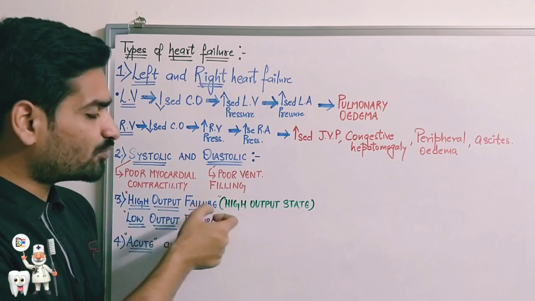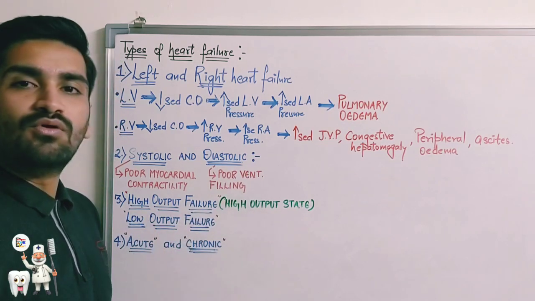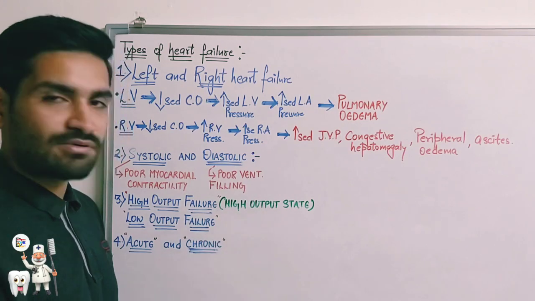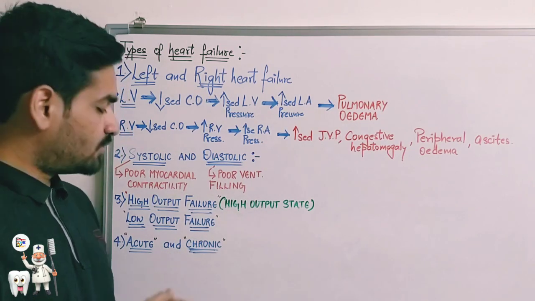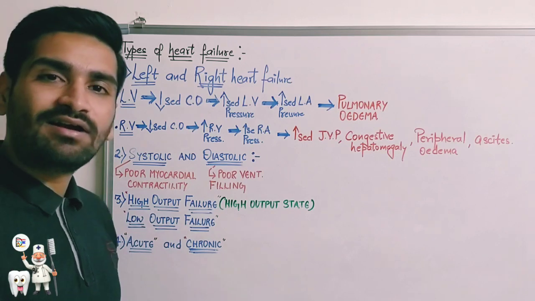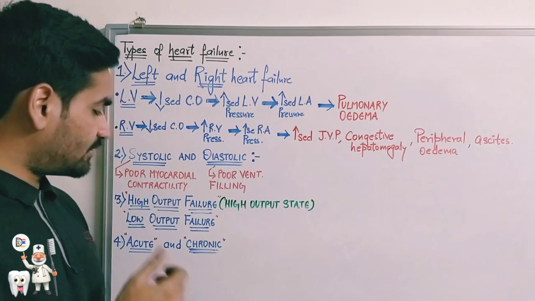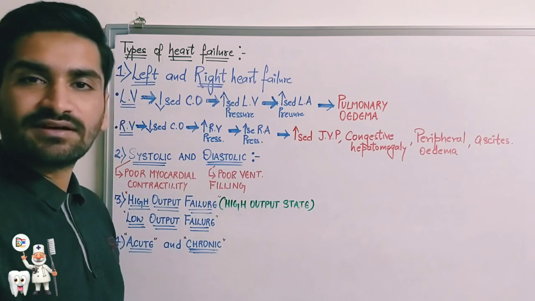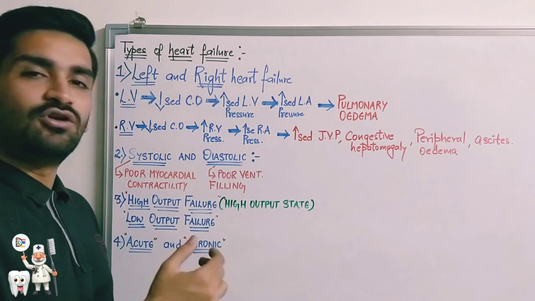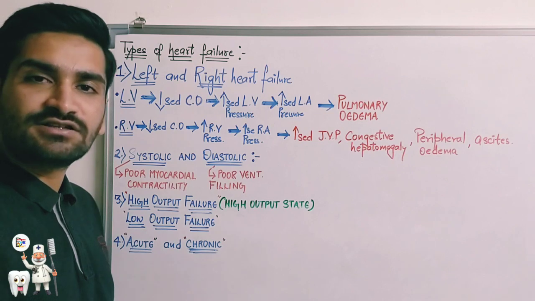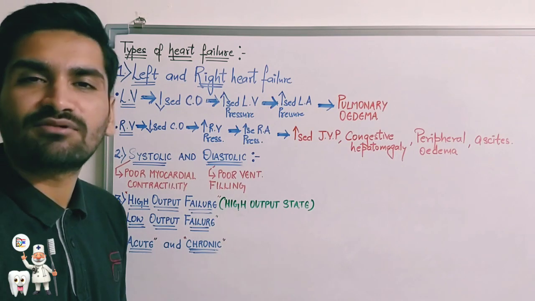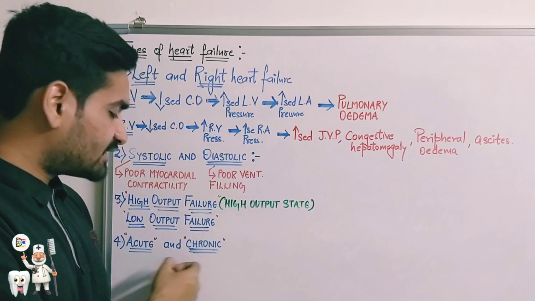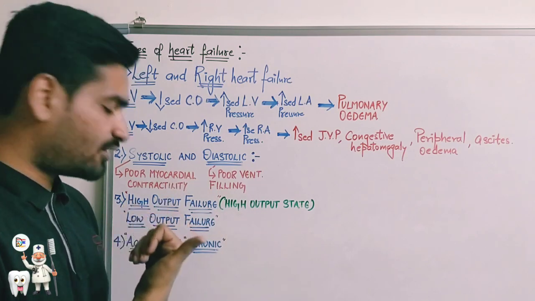Next is high output failure, that is due to a greater amount of cardiac output, the state in which the heart is pumping out more blood. So we cannot directly call it high output failure, it is a misnomer. We can say it is a high output state of the heart. It can also be low output failure, in which the heart is not able to pump out an adequate amount of blood. So we call it low output failure. And lastly we have acute and chronic heart failure.